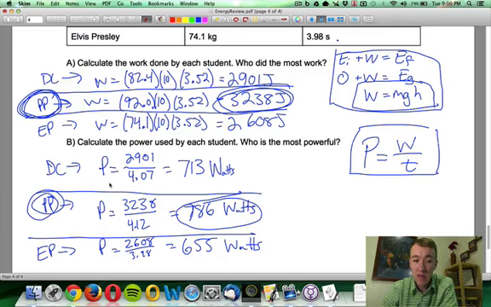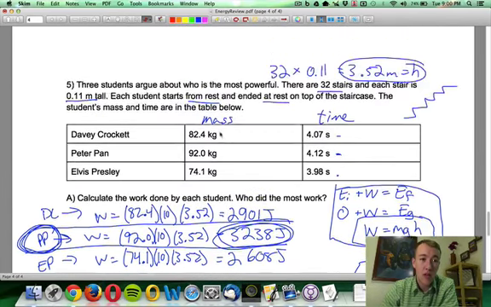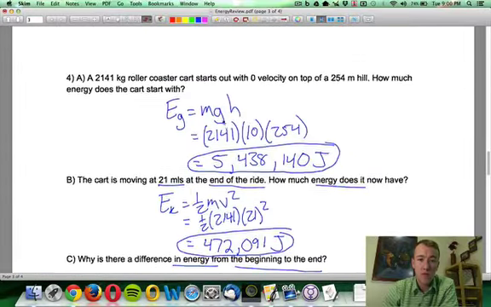Think about it. If Davy Crockett had a time of just 2 seconds, 2,901 divided by 2 would have been something like 1,450 watts, so he'd have been the most powerful. So it has to do with work over time. This problem I know for sure is definitely going to be on your test. Same type of idea, comparing 3 students, figuring this out. Make sure you can work through this problem, and that really goes for all of these problems, all of 1 through 5. That concludes our energy review.